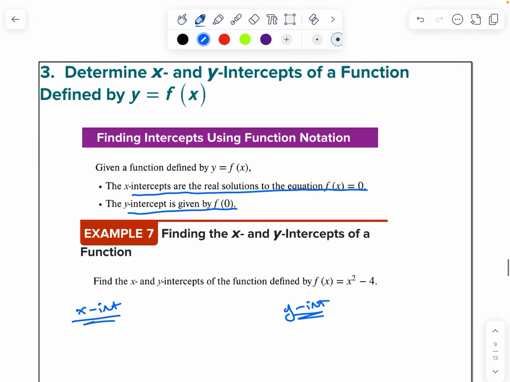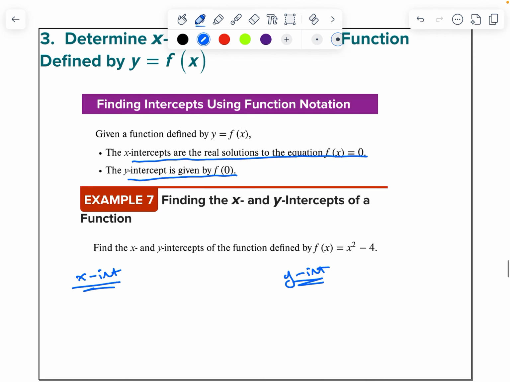All right, to find the x-intercept of a function or to find the y-intercept of a function, all you're going to do is sub in a 0 for the opposite thing. So to find the x-intercept, for example, you're going to sub in a 0 for y. You're going to say, for example, y equals 0. To find the y-intercept of a function, you're going to sub in x equals 0.